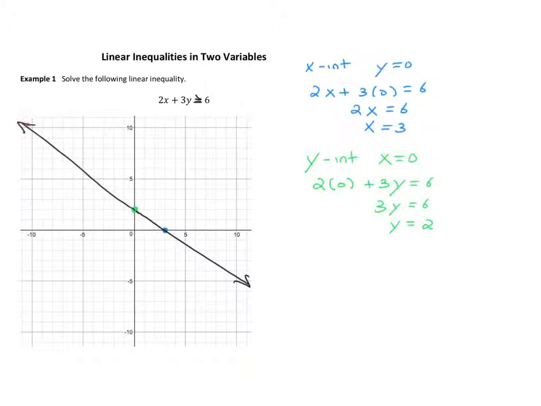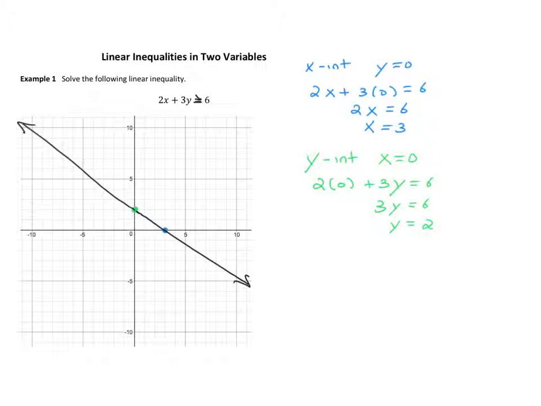When we say equals, we mean the line itself. But what about greater than 6 as well? What does that mean? The answer is going to be either everything that's on this side of the line or everything that is on this side of the line. And we have to decide which side we are going to take.